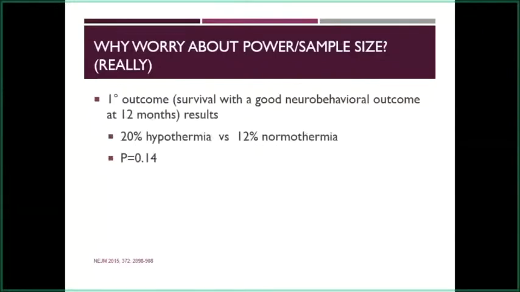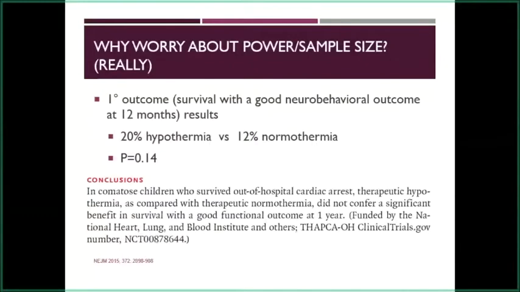And in fact, when they reported the results, 20% of subjects in the hypothermia arm versus 12% of subjects in the normothermia arm achieved this primary outcome. So that's an 8% absolute improvement. Okay, but the p-value resulting from their statistical test was 0.14. Okay, not a statistically significant finding. So the authors correctly conclude that in these children, therapeutic hypothermia did not confer a significant benefit in survival with a good functional outcome at 1 year.